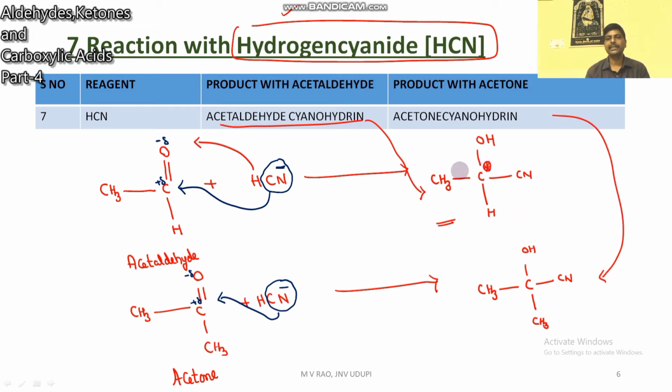In acetaldehyde cyanohydrin, 4 groups are different. This is a chiral carbon, so it is optically active. But here it is not a chiral carbon, since 2 CH3 groups are there. So, this is about the reaction with HCN. The product is cyanohydrin. It is acetone cyanohydrin. This is acetaldehyde cyanohydrin.